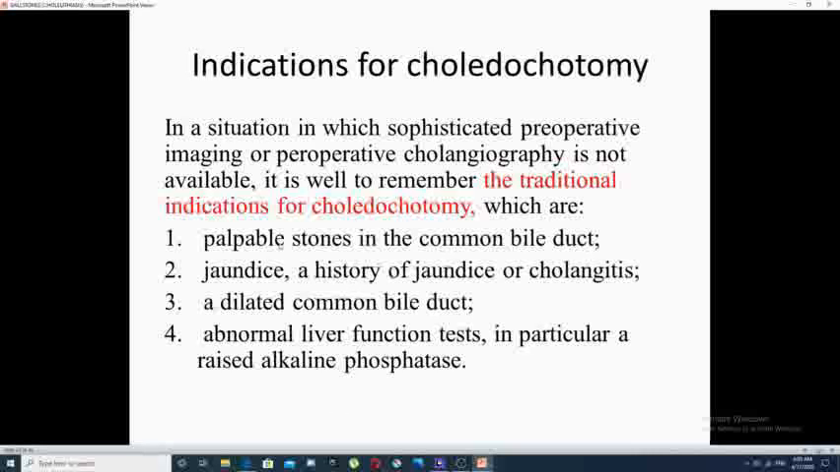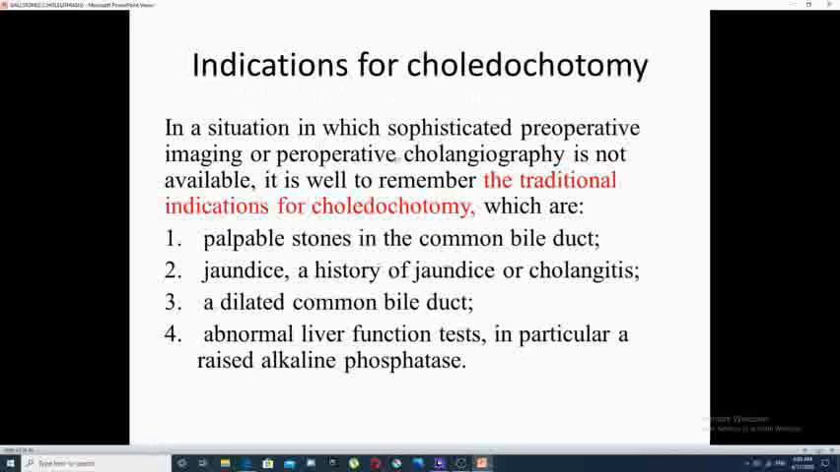Cholecystectomy, which indicates the opening of the common bile duct during the surgical removal of the gallbladder. There are certain indications for exploring the common bile duct at the time of cholecystectomy.